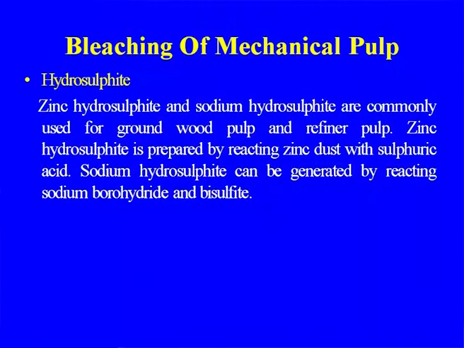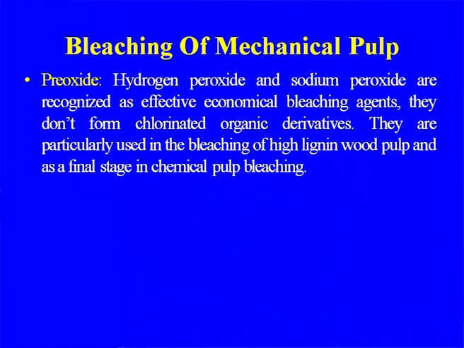In chemi-thermomechanical pulping, we have already added some slight mild treatment with sodium hydroxide or sodium sulphide, and that helps in the separation. This is the bleaching: as I told you, for bleaching of the mechanical pulp we are using hydrosulphite and hydrogen peroxide. These are very commonly used in the case of mechanical pulp. Although hydrogen peroxide is also used in the kraft bleaching process.